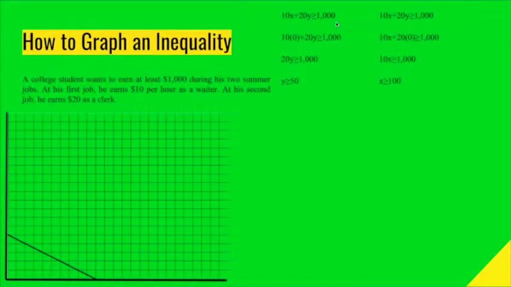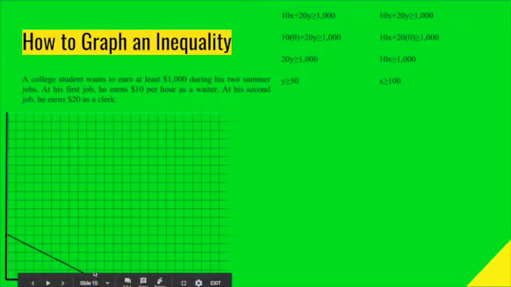So 10x plus 20y is greater than or equal to 1,000. 10 times 0 is 0. So 0 plus 20y is greater than 1,000. So y is greater than 50. Now we need to find the other intercept. So 10x plus 20 times 0 is greater than 1,000. 20 times 0 is 0. So 10x is greater than 1,000. That becomes x is greater than or equal to 100.